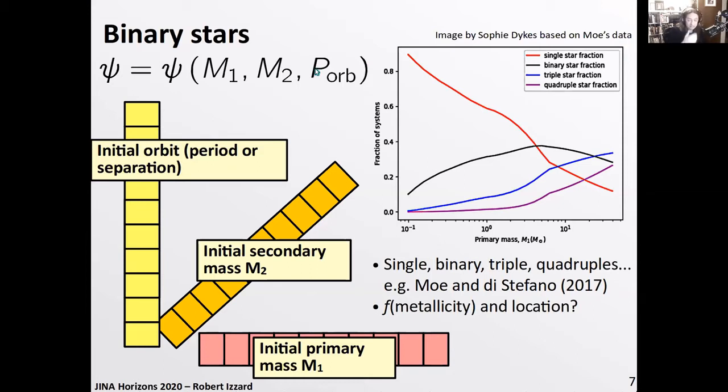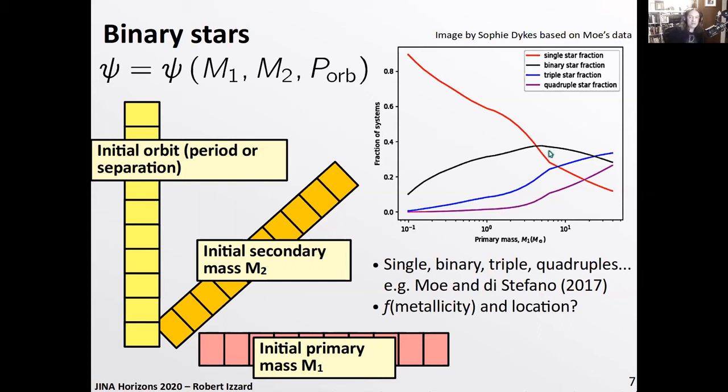And we actually have some more modern data from the solar neighborhood, from Mo and De Stefano. They did a fantastic study of putting together many other studies and calculating what the effects of the selection functions were. And they have now actually said, well, okay, we can tell you what this function psi is in the solar neighborhood. They can also tell you how many binaries there are.